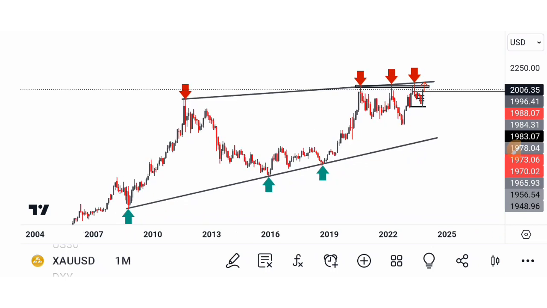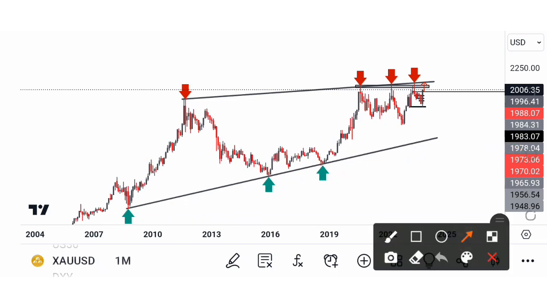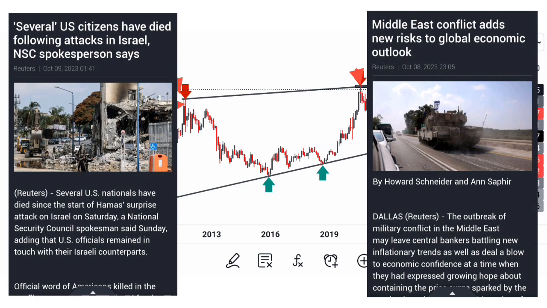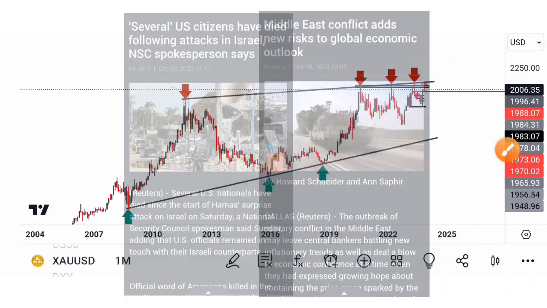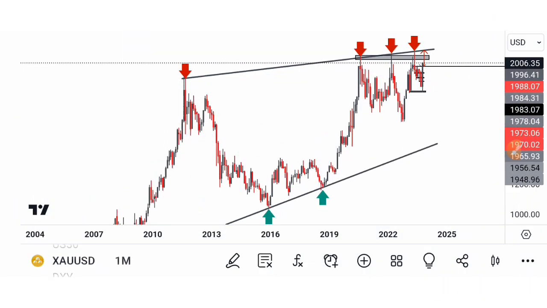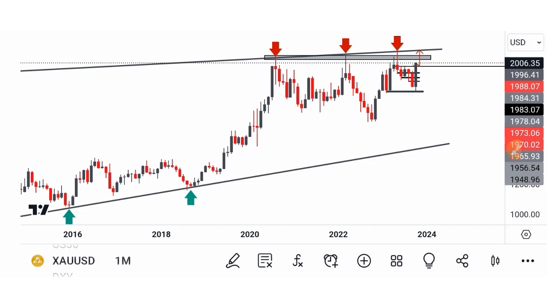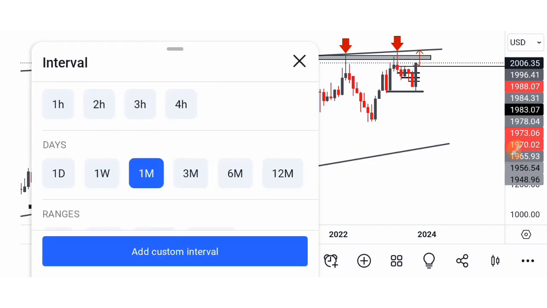You notice over here, previously we did have this area of resistance over here. This is the trend line: first touch, second touch, third touch, and a fourth touch. Because of this, I was bearish on this market. However, ever since the Middle East conflict, my perspective changed due to that. Overall, I was bearish on this market, but now I'm currently bullish, and that's for that reason alone.